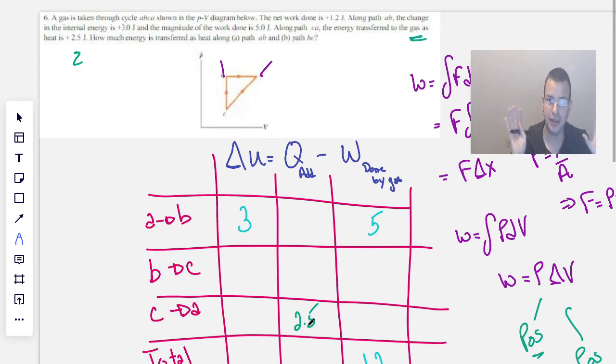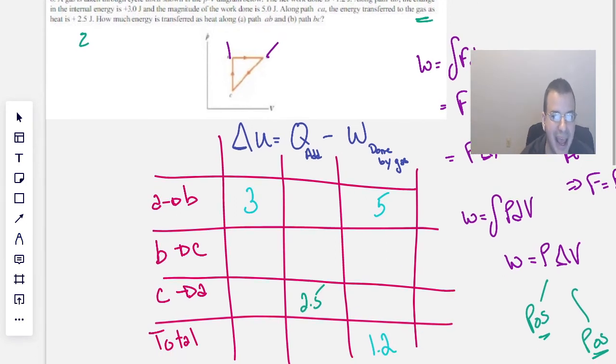But since we're talking about the same thing here, Q added, heat added to the gas, and they give us a number, we're just going to take that number and plug it right into our table. How much energy is transferred as heat along path AB and path BC?